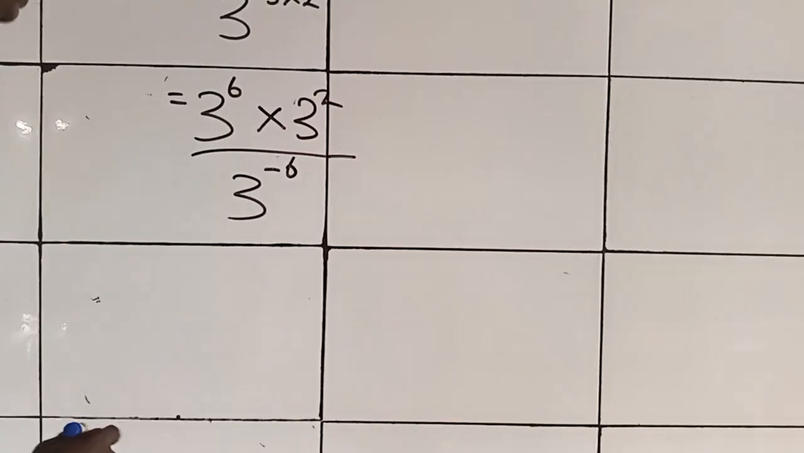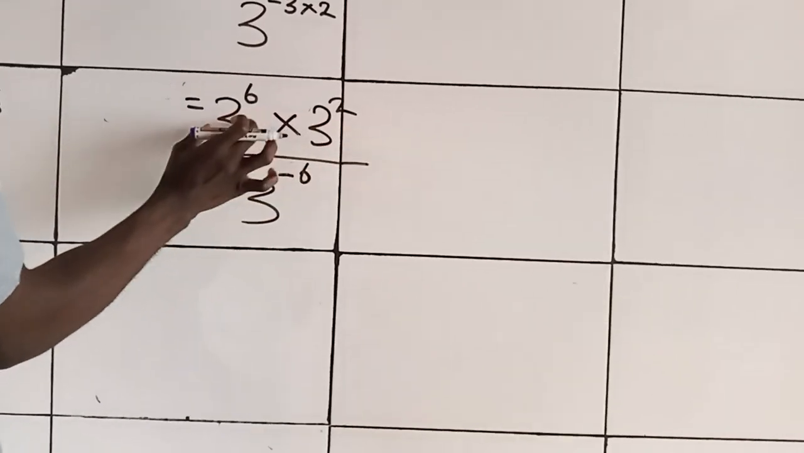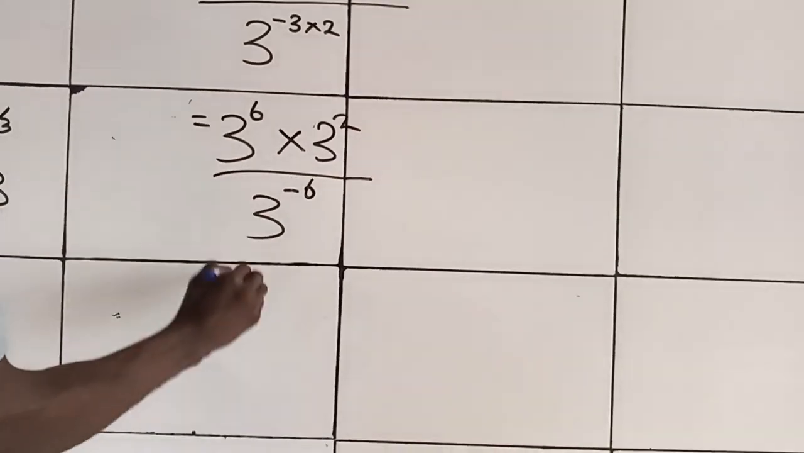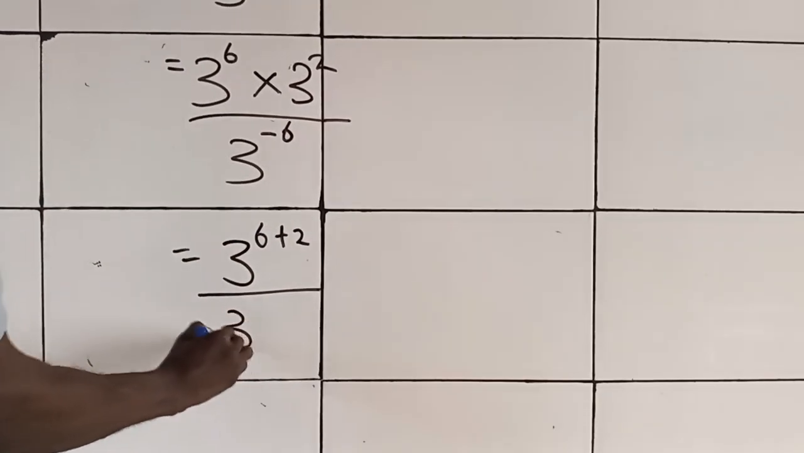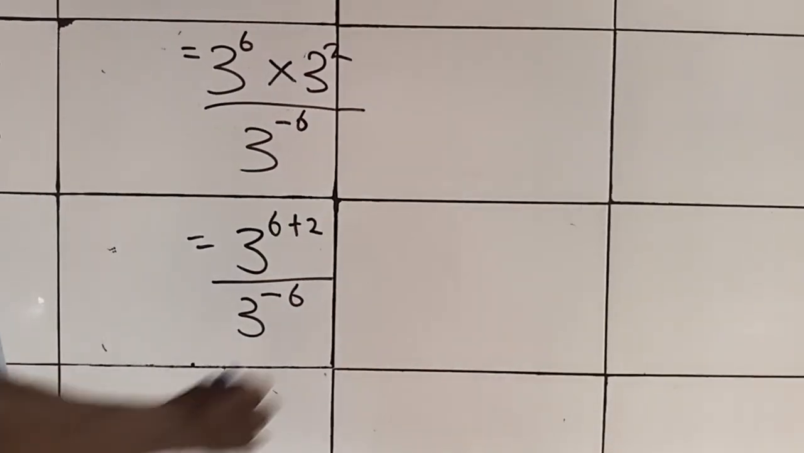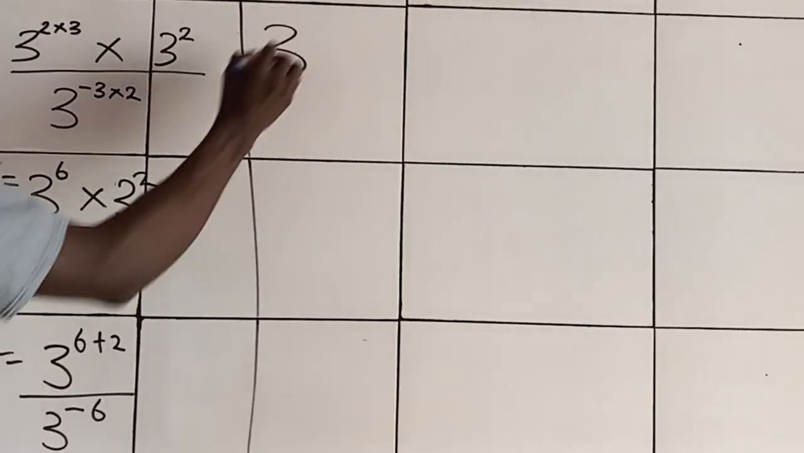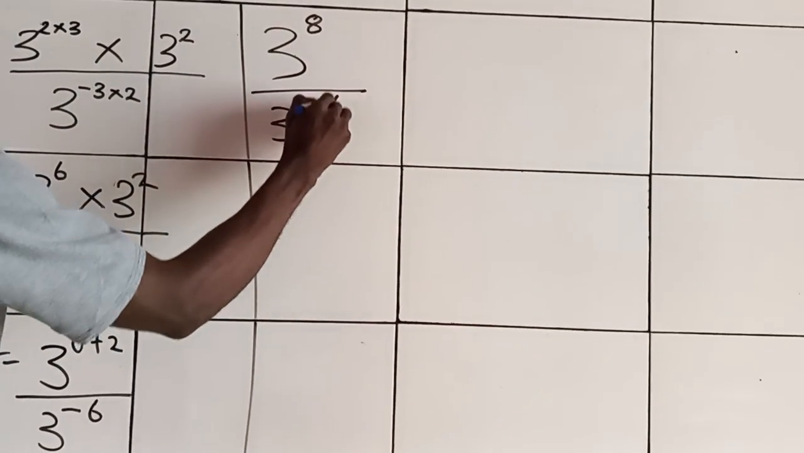You see, from the multiplication law, we see that our bases are the same. Since the bases are the same in the numerator, we pick one of the bases, which is 3, then we add the exponents 6 plus 2 all over 3 raised to the power of minus 6. So 3 is the base, 6 plus 2 will give us 8 all over 3 raised to the power of minus 6.